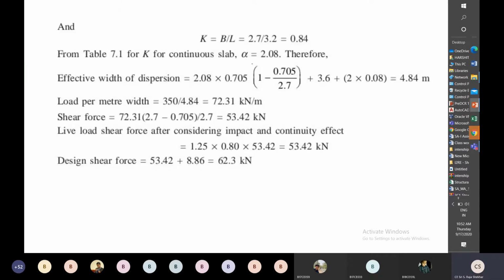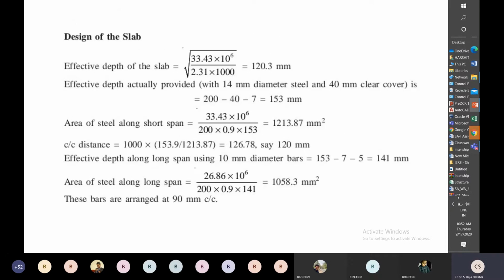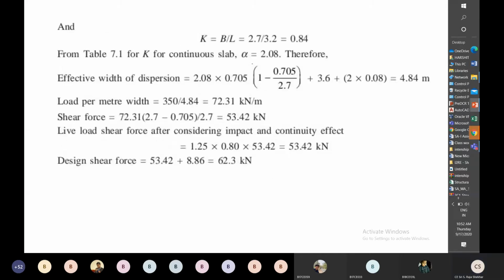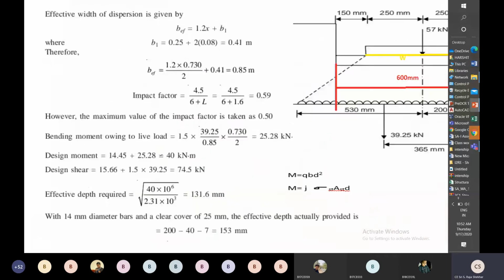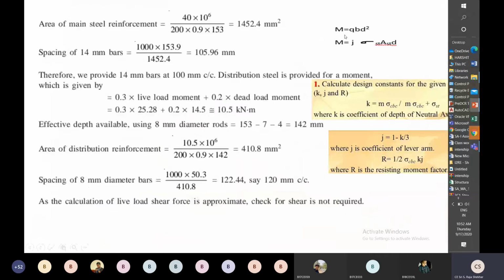Now I'll move to the design procedure. First I need to calculate the depth of slab required. For the depth of slab required calculation, we will use the formula M is equal to Q into b d square. For the calculation of reinforcement for the slab, M is equal to j into sigma st into Ast into d. This formula we will use for the calculation of area of steel.